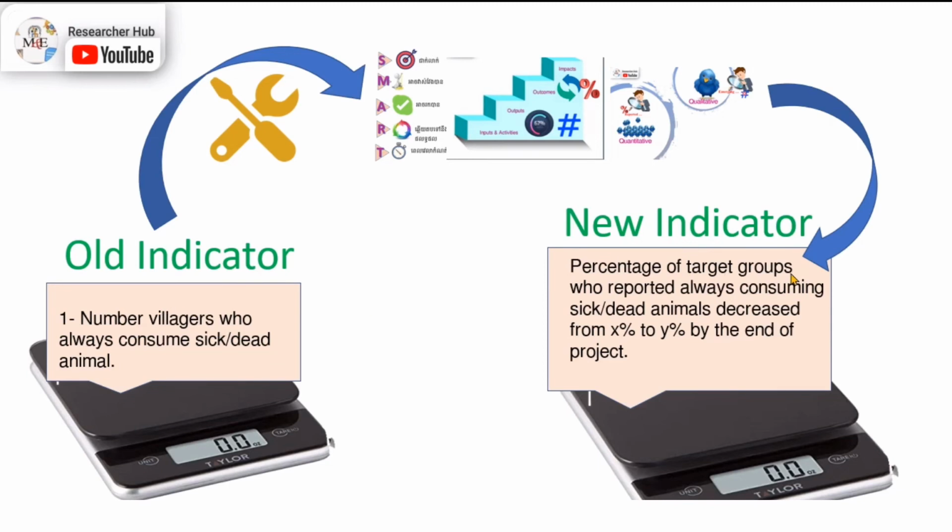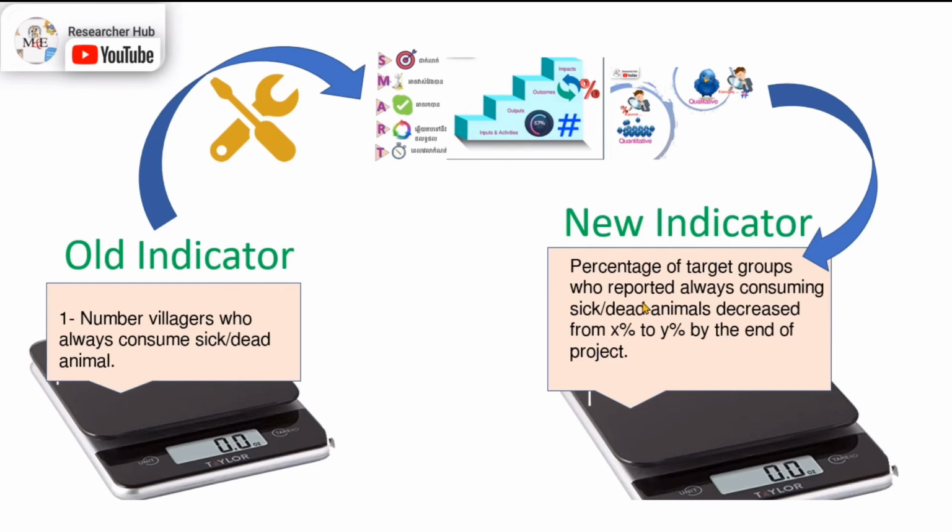In the village, who report always consuming sick or dead animals, decrease from X to Y by the end of the project. So here we have the words percentage and decrease, which are used for outcome indicators that we discussed earlier. So these are the keywords for outcome indicators. And we also add the time bound here, since the smart criteria require a time bound.